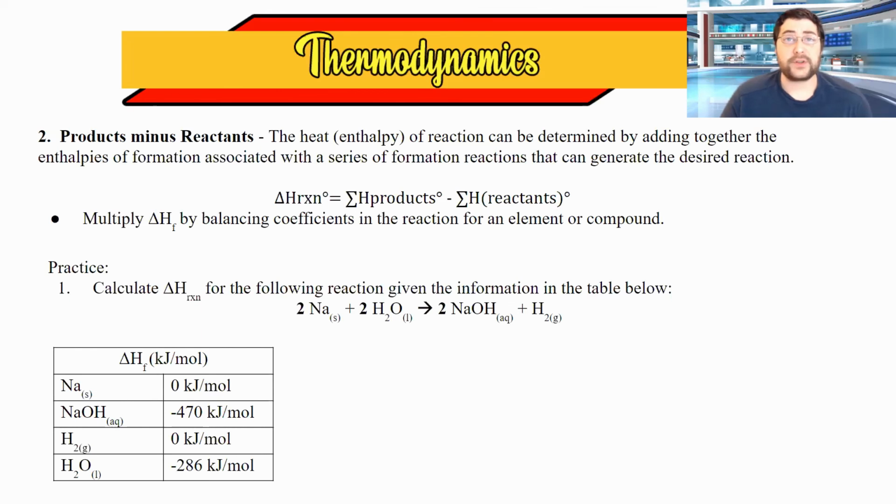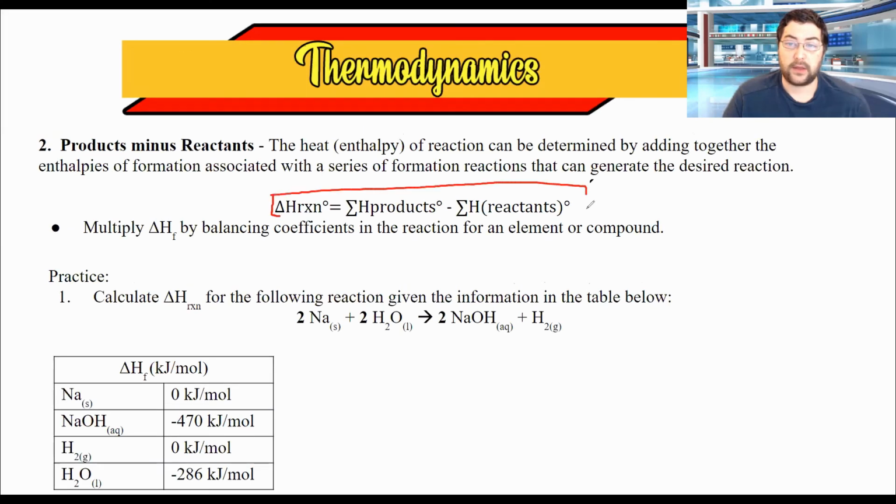So the first way that we talked about solving a thermochemical problem was with Hess's law. Now the second way that we're going to figure out how to solve a thermochemical problem is products minus reactants, okay? So we've got a new formula here that we're gonna make sure that we understand. Okay, and that's this right here.